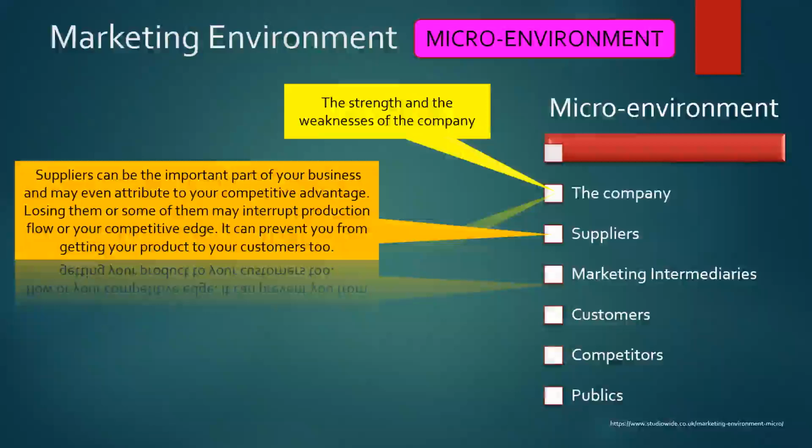So there is another strategy. How do you want to get your supply faster than another company? And losing them might also interrupt your production and your flow, and it can also prevent you from getting your product to your customer.